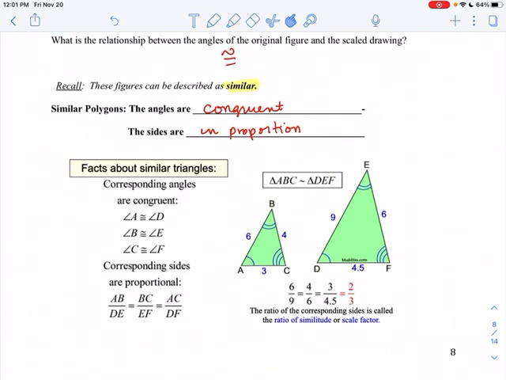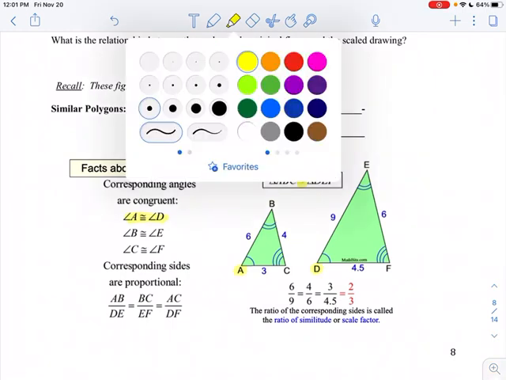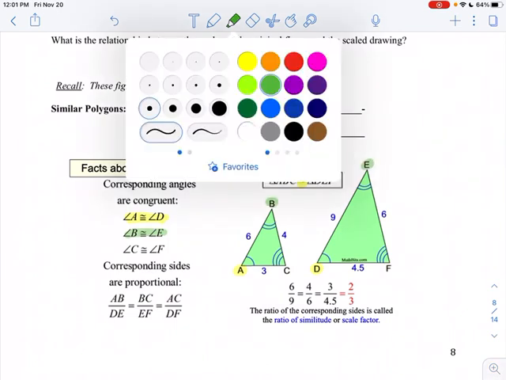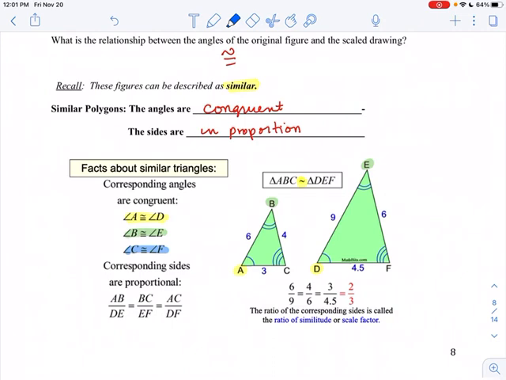So if you look at a picture right here of 2 similar triangles, this is my symbol for similar, that little sideways S. Triangle ABC right here on the left is similar to triangle DEF. So if you notice, the angles are congruent to each other. Angle A is congruent to angle D. Those are right here. Angle B is congruent to angle E. And angle C is congruent to angle F. The angles are congruent. The sides are in proportion.